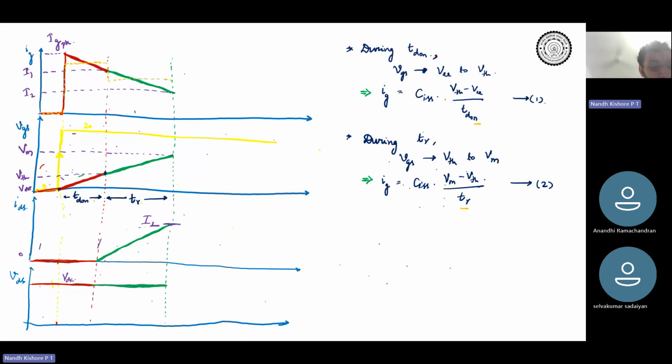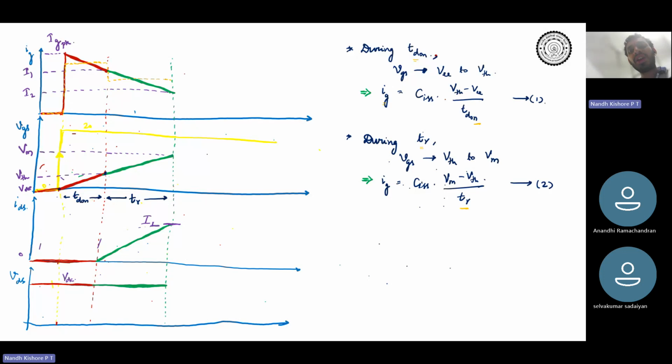Okay. I will just take a different slide. I hope you're understanding, right? It's just average. It is giving me a single value during this entire region. During TD on, it is giving me a single value. During TR, CISS into dV by dt, it's a single value, right? Since you assume that voltage is increasing linearly, C dV by dt would be constant, because dV by dt is constant. That is why it's giving me the average value of gate current during interval TD on, average value of gate current during the interval TR.